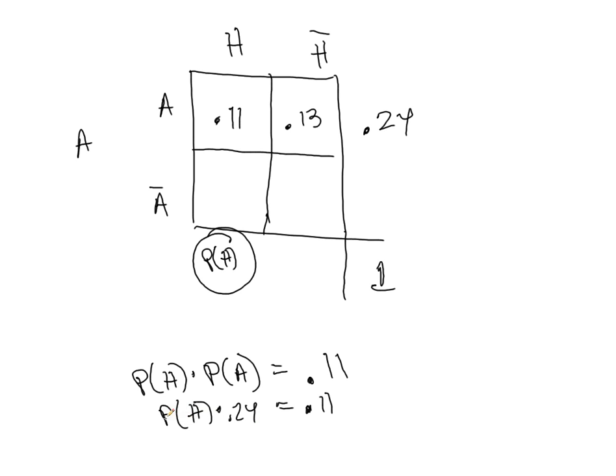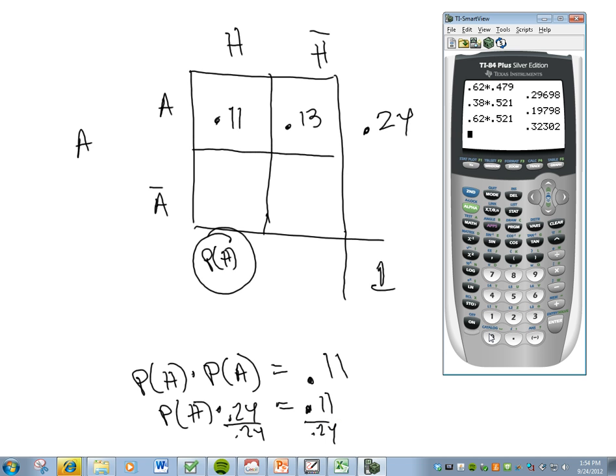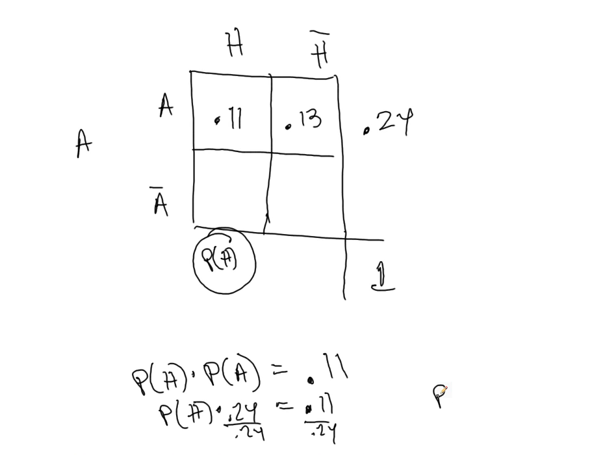Well, this is just a variable right now, so if I divide both sides by 0.24, I get 0.11 divided by 0.24, which is 0.458. So the probability of H is about 0.458. And that's how we could still use this formula to help us figure out components that we're missing.